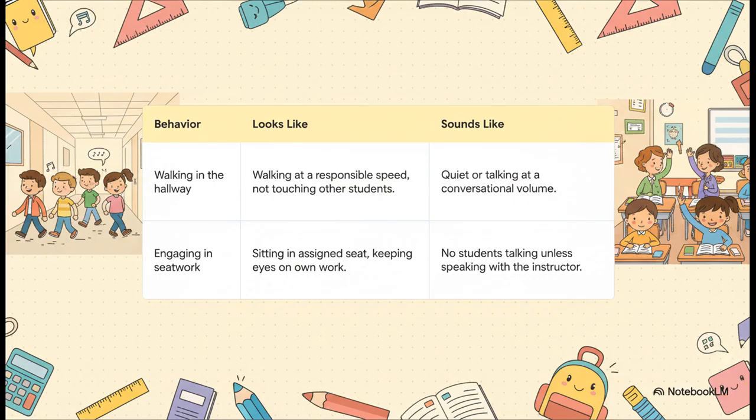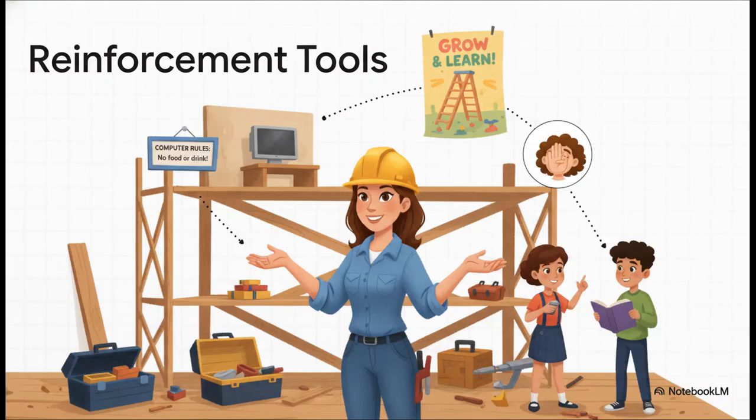Think about it. A rule like be respectful in the hallway is, well, kind of vague, right? But this chart makes it totally concrete. What does respect look like? It looks like walking at a responsible speed. What does it sound like? It sounds like talking quietly. See? It just gets rid of any confusion. And look, you're going to need a whole toolbox to keep things solid. You can post the rules right where they matter most, like putting the computer rules right next to the computers. Makes sense, right? Use posters, use graphics, heck, even use role-playing to show what the right behavior looks like. It's all about creating these constant, gentle reminders that just become part of the room.